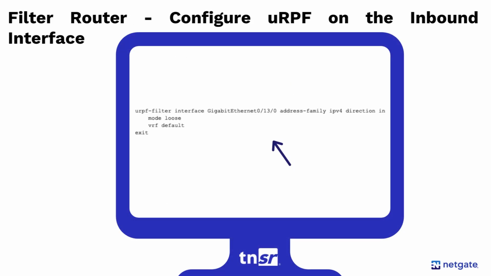The final part of the configuration is configuring Unicast Reverse Path Forwarding in loose mode on the ingress interface of the filter router. Traffic destined to the attack victim will not be forwarded unless the prefix for that traffic source IP is found in the filter router's routing table. If that prefix is not found, the traffic will be silently dropped.